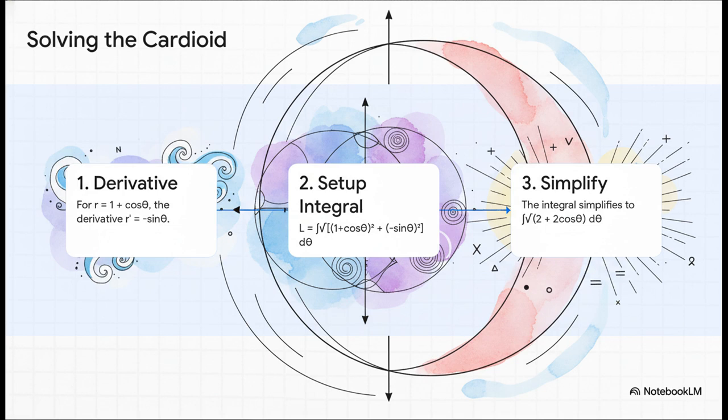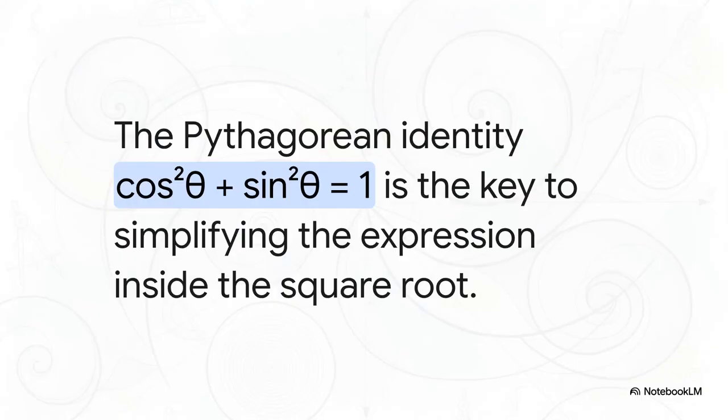Step 2, we plug both our r and our r prime into that big arc length formula. And that leaves us with a kind of gnarly-looking integral, which brings us to the most important step of all. Step 3, we've got to simplify it. Okay, so we're staring at this beast under the square root. What do we do? Well, first let's expand that (1 plus cos theta) squared part. That gives us 1 plus 2 cos theta plus cos squared theta.